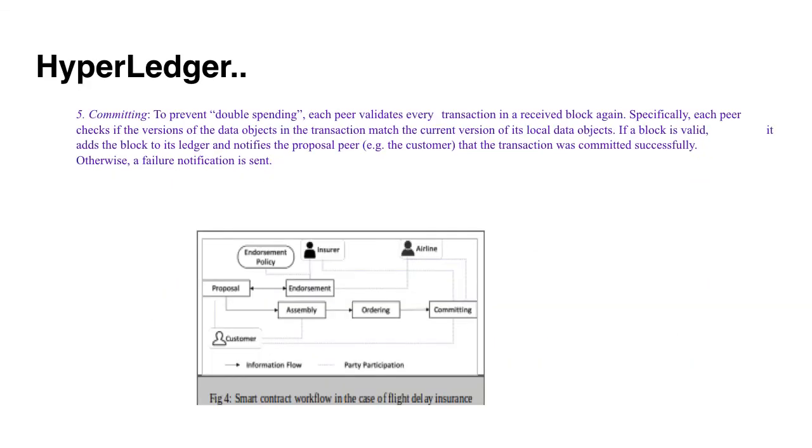The last stage is known as committing. To prevent double spending, each peer validates every transaction in a received block again. Specifically, each peer checks if the versions of the data objects in the transaction match the current version of its local data objects. If a block is valid, it adds the block to its ledger and notifies the proposal peer, for example the customer, that the transaction was committed successfully. Otherwise, a failure notification is sent.